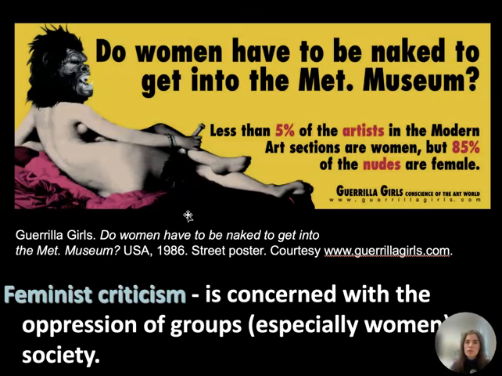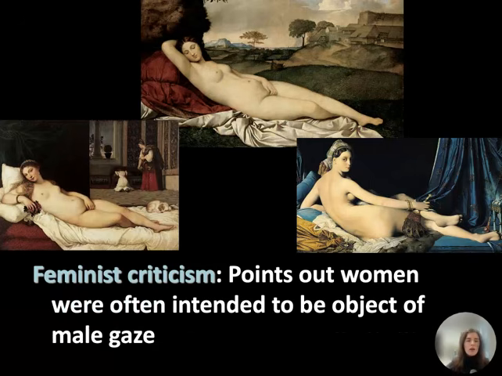The Metropolitan Museum is probably the most important encyclopedic museum in the United States, the most important historical museum of artworks, and it's in New York. So it's concerned with the oppression of groups, especially women in society. Feminist criticism might also point out when women were often tended to be the object of the male gaze.